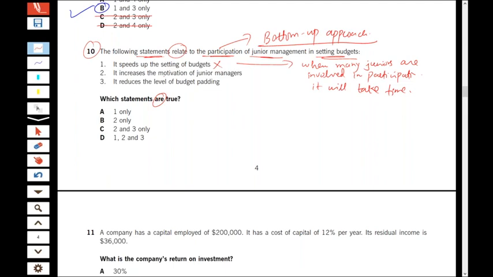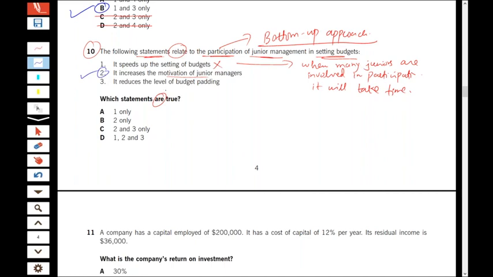Number two, it increases the motivation of junior. Obviously, yes, because if you allow someone to take part in the decision making in the budget setting process, then he or she will be motivated. Assume that you are a junior and your senior is calling you for your advice, for your suggestion. It may be possible that you are motivated from inside. And yes, number two is the correct option.